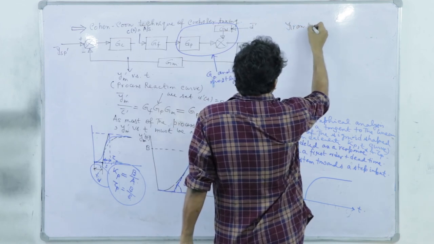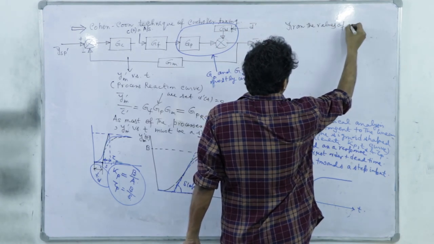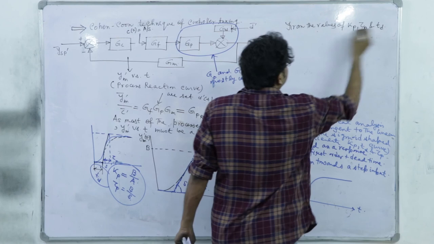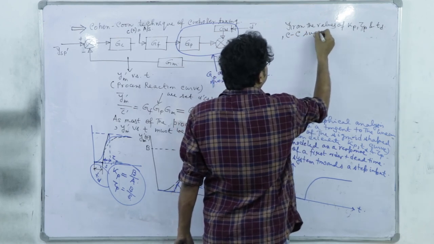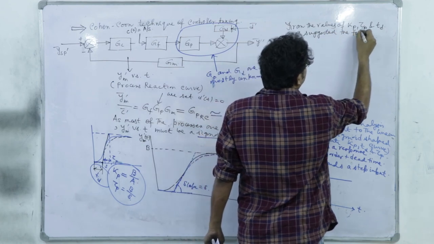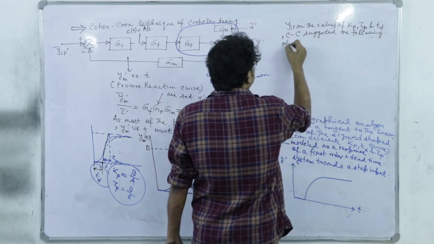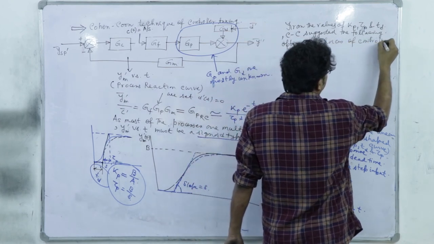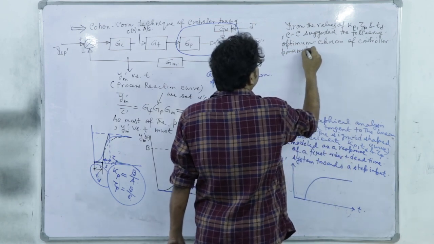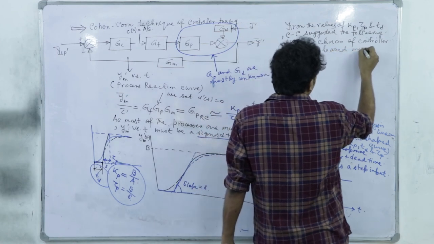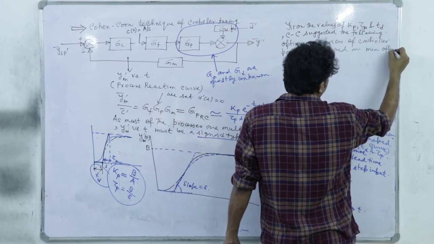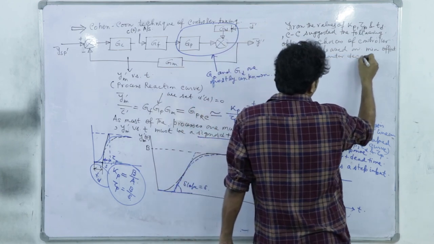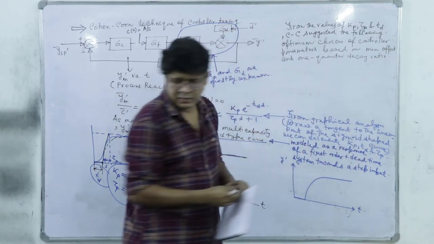From the values of KC or KP, tau P and TD, Cohen and Kuhn suggested the following optimum choices for controller parameters based on minimum offset and one quarter decay ratio. Right. So, what are the values?